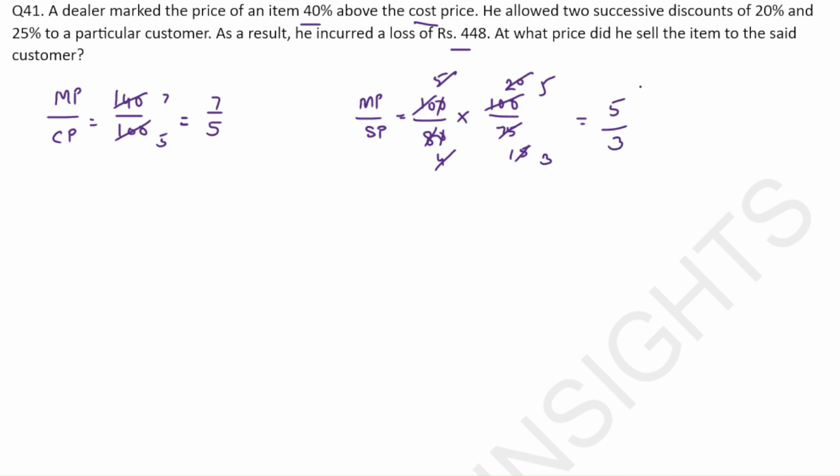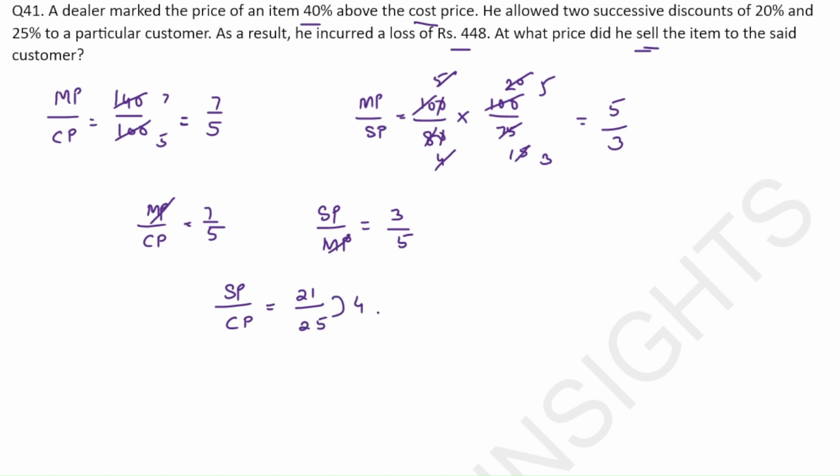So in this question, we have to find the selling price, right? So to find the selling price, we don't need a mark price, yes or no? So that means you remove the mark price. So MP by CP is how much? 7 by 5. You remove the MP, it will be SP by MP, right? So this will be 3 by 5. MP cancel. We cannot cancel anymore. So SP by CP is how much? 7 3s are 21. 25. So how many parts? 4 parts, right?